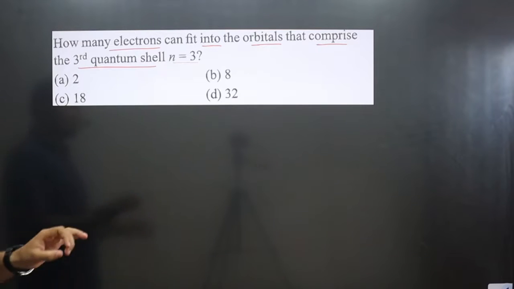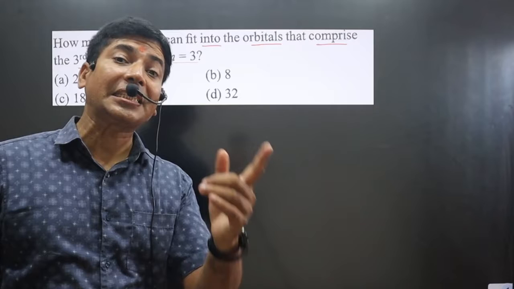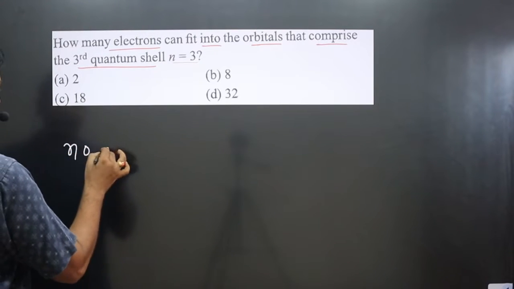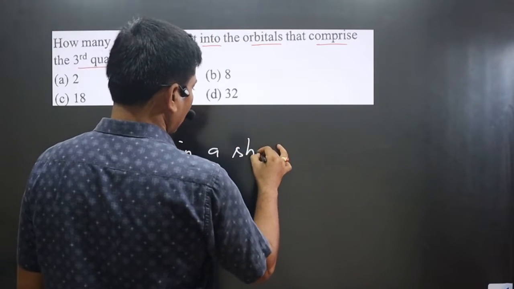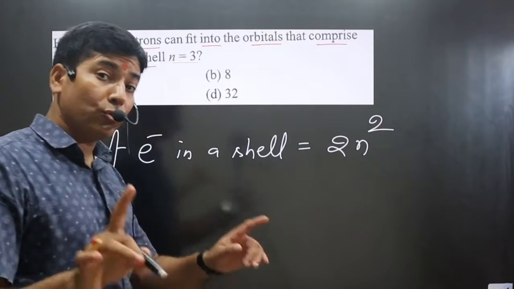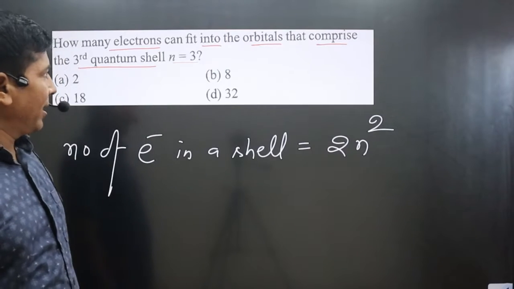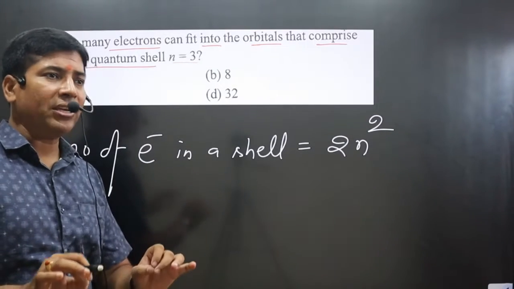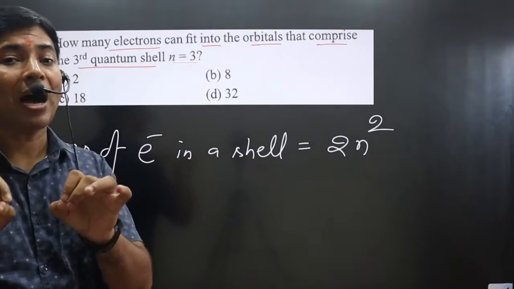Whenever a question asks to calculate the number of electrons present in a shell, we apply the formula: number of electrons in a shell is equal to 2n². But the situation will change if it mentions azimuthal quantum numbers, because if the azimuthal quantum number value is given, then we have to calculate the number of electrons present in a particular orbital.